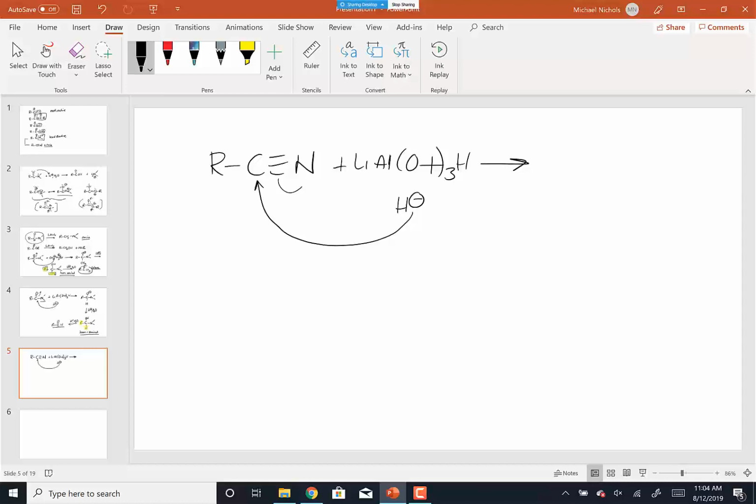Okay, then this pair of electrons is going to move to the nitrogen. So first of all, a carbon-nitrogen triple bond is going to react the same way as a carbon-oxygen double bond, except it's going to leave a C double bonded to the nitrogen with the minus charge, and now I've added my H to it. Since I added one H minus, I'm done.